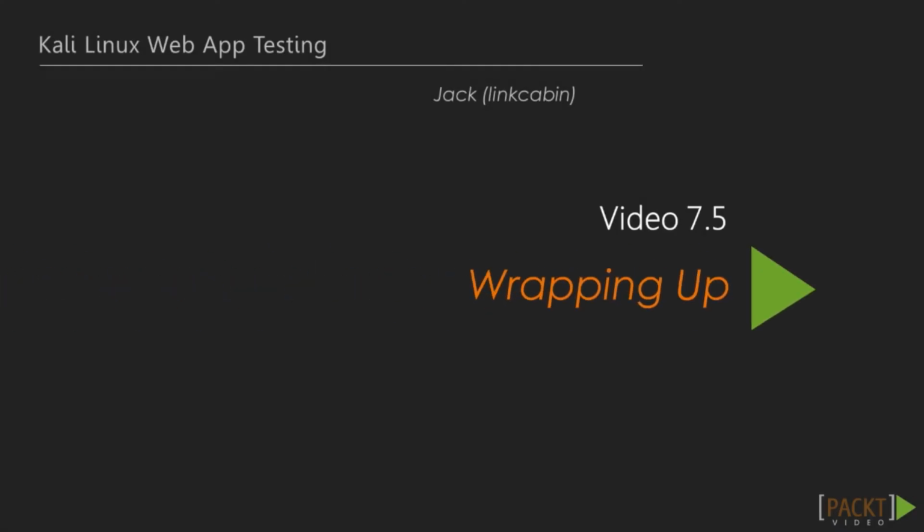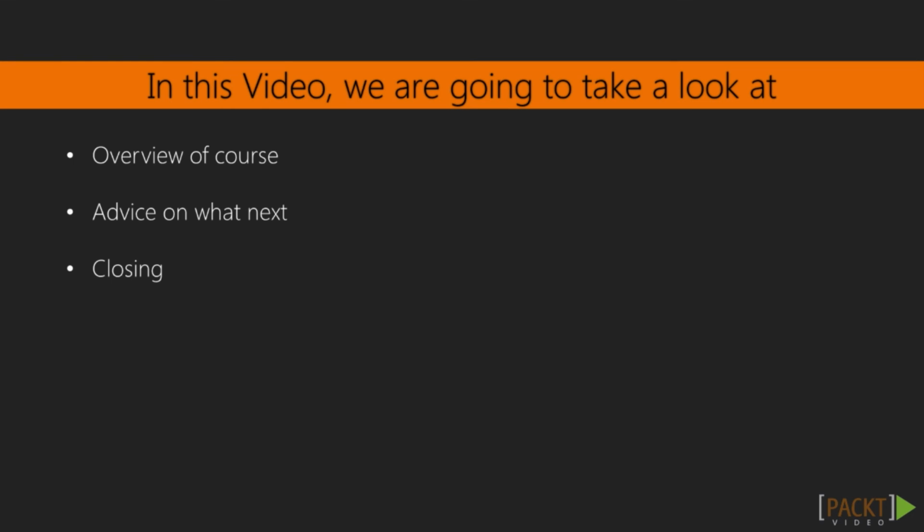Hi guys, in the previous video we looked at clickjacking and how that can affect a user, in which they click something that they didn't originally intend to do, but because of how it's done client side, they've clicked something from a third party site. In this video I'm going to be wrapping up. So specifically we're going to have an overview of the course and what we've learned. I'm also going to give some advice at the end on what to do next, and I'm also going to do a closing.